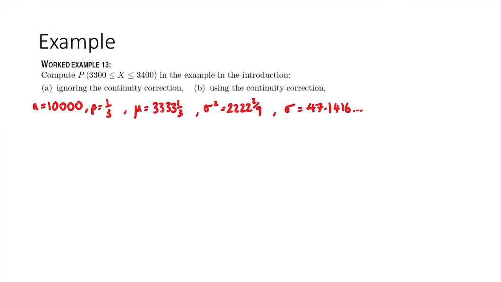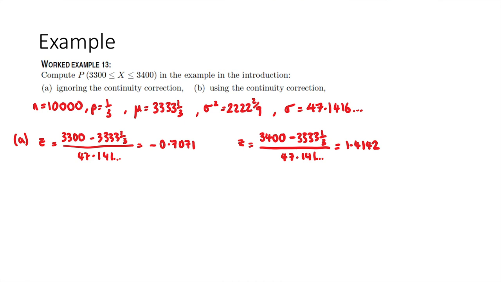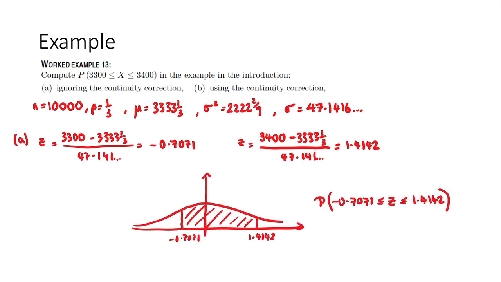And if you remember, we had N was 10,000, that's how many people I was surveying, and the probability of them voting that way was a third. So mu is these things multiplied together, and sigma applying this is that times two-thirds, and that's the square root of that. Now I've got that, I'm going to work out my z-score for the 3,300 and my z-score for the 3,400. So what I'm looking for is the probability that z lies between these two values.